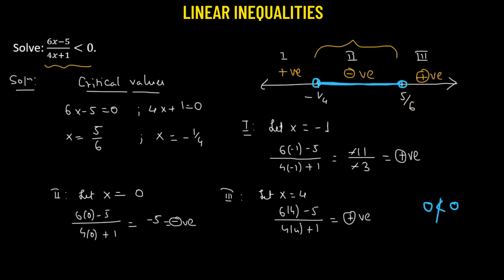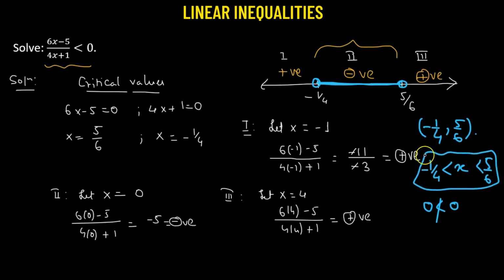And if we want to write it in the interval form, that will be negative 1 over 4 to 5 over 6, and these endpoints are not included, so it's an open interval. Or if we write in terms of x, we have all values of x which are greater than negative 1 over 4 but less than 5 over 6. So these are the 3 ways to represent the solution of a given linear inequality.